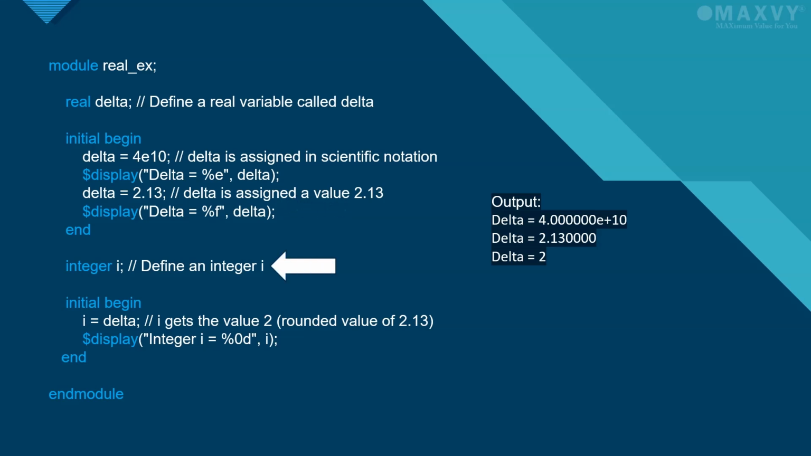And then we declare an integer variable i. In another initial block, we assign i the value of delta. Since delta holds the value of 2.13, assigning it to i rounds it to the nearest integer, which is 2. We print the value of i using the %d format specifier, which displays it as an integer.